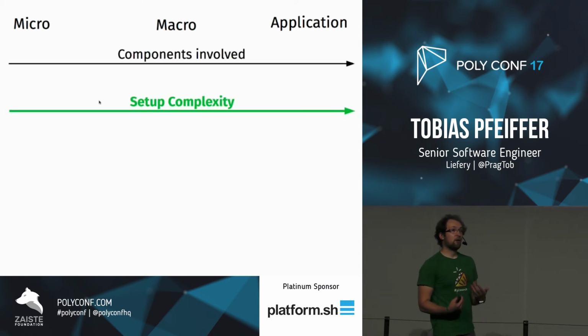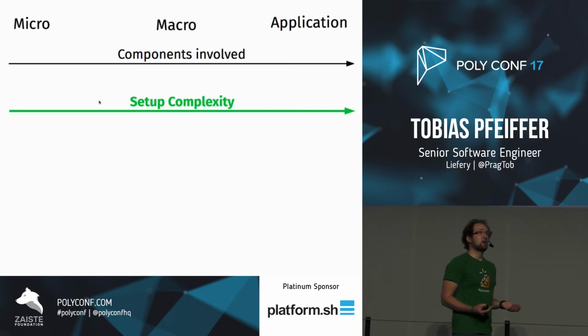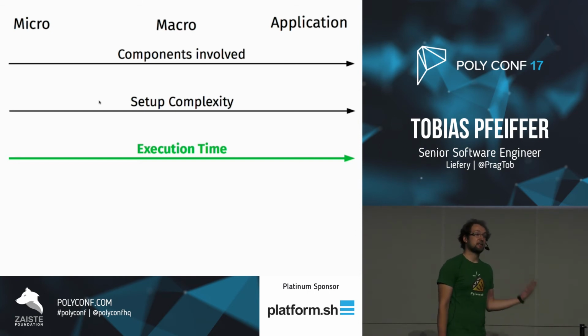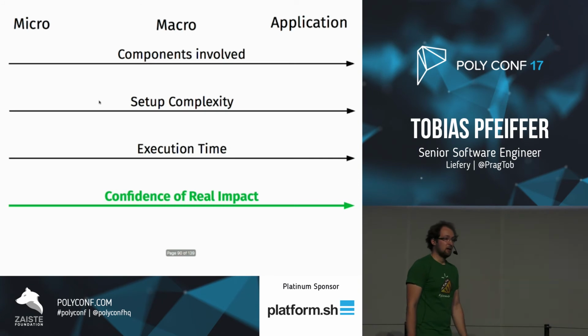So micro benchmarks are very, very popular because they're very, very easy to do. You just take one little function, bam, you have a benchmark, it's 10 times faster, you feel like the best person in the world. But setting up a whole application with a database with actual data in it is much, much more difficult. At the same time, execution time goes up. Micro benchmarks are often in the microseconds, whereas application level benchmarks can be in the seconds or minutes even.